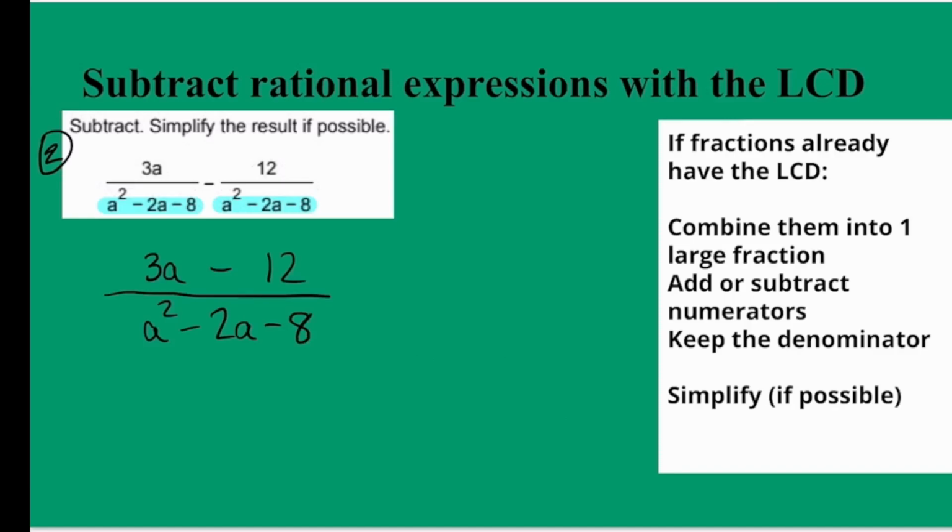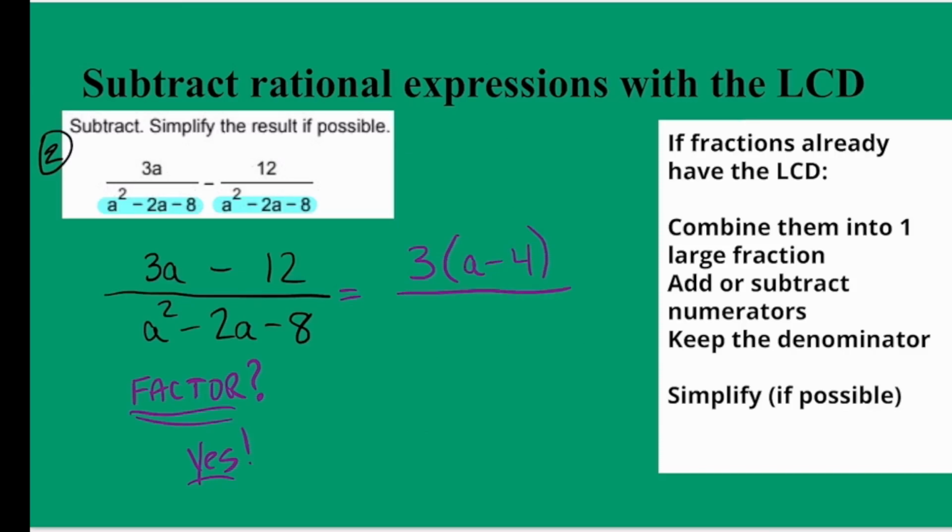So there's a difference between the last problem and this problem, and that is that this problem has polynomials, which means you have to check if you can factor these expressions. I'll tell you right now, the answer is yes. So that numerator, we can take a 3 out as a common factor, and we're left with a minus 4. So we're factoring out a GCF.